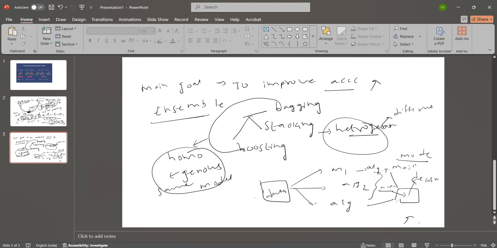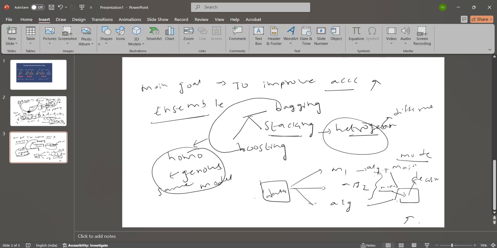Then bagging and boosting are very popular. You might have come across many algorithms in Kaggle or GitHub and so on. Bagging and boosting algorithms are more common than stacking. But you can try any one of these three to improve your accuracy. Let us now discuss what these two are, then we will cover gradient boosting.